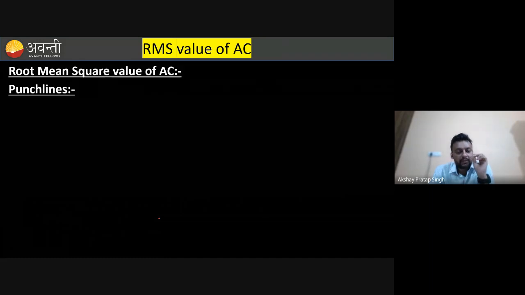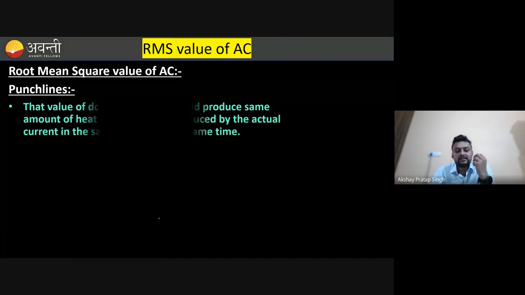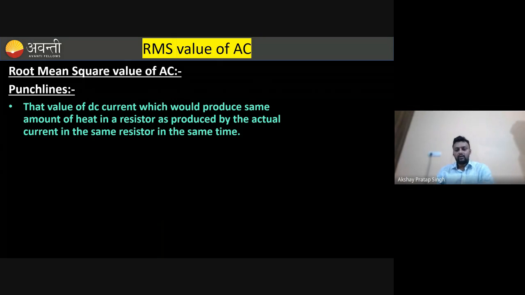One of the most important punchlines, which also defines RMS current, is this one. What it says, that value of DC current which would produce same amount of heat in a resistor as produced by the actual current in the same resistor in the same time is called RMS current. What is the meaning of this? This sentence is very critical and you need to know about that.